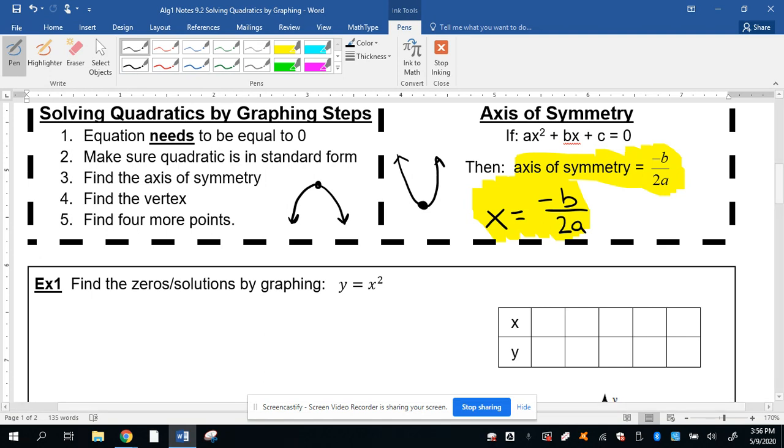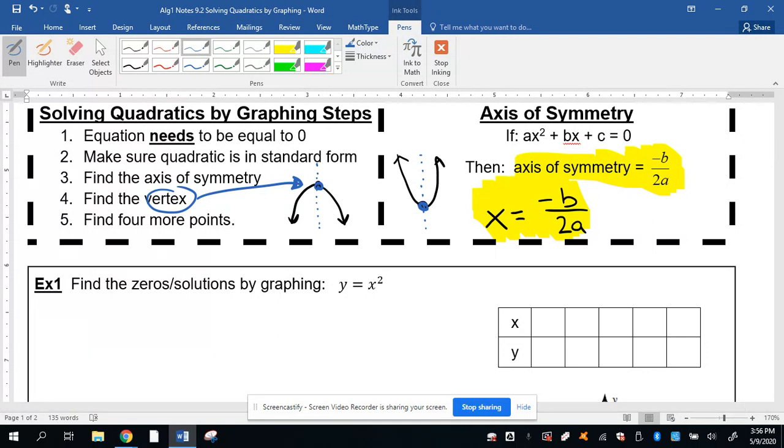But the axis of symmetry helps us determine where the vertex is, because the axis of symmetry is a vertical line in a parabola of the form y equals ax squared plus bx plus c. And again, on that axis of symmetry is our vertex. Again, we'll get into that in these examples. So let's go ahead and do our first example. Find the zeros or solutions by graphing.